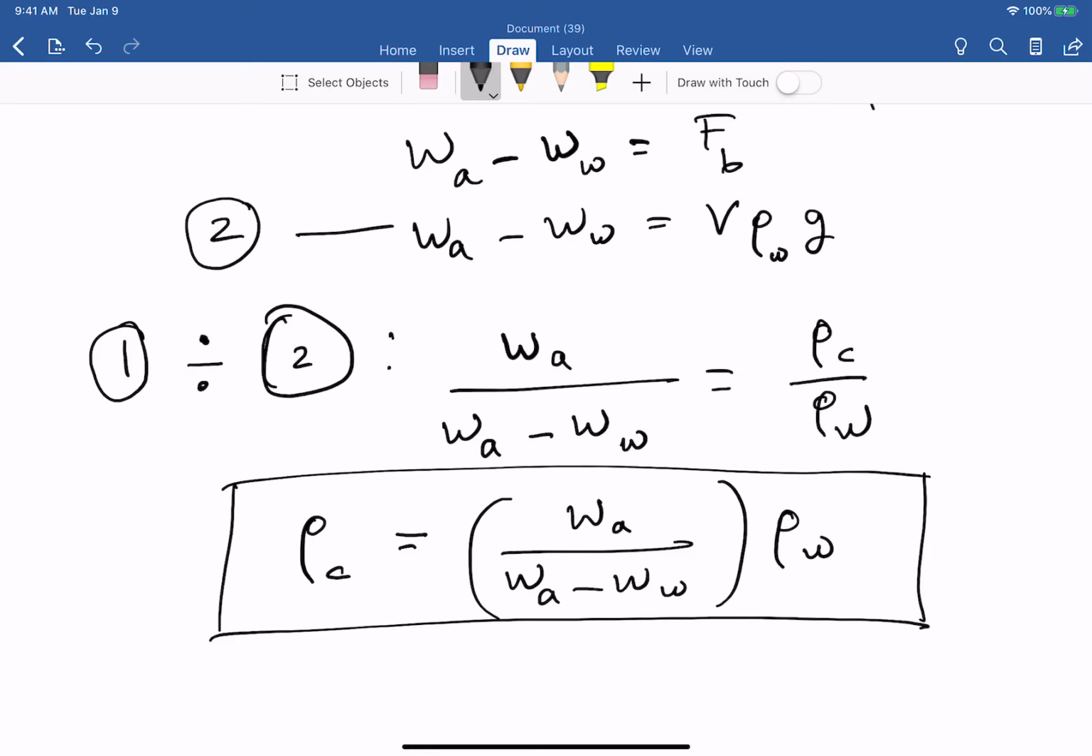But this is a very, very simple way of finding the density of any object of any complicated shape. All you have to do is use a spring balance to get its weight in air, then submerge it in water and get its weight in water. Weight in air divided by weight in air minus weight in water. That number multiplied by the density of water will give you the density of the object. So this method is used a lot. It's called Archimedes weighing.